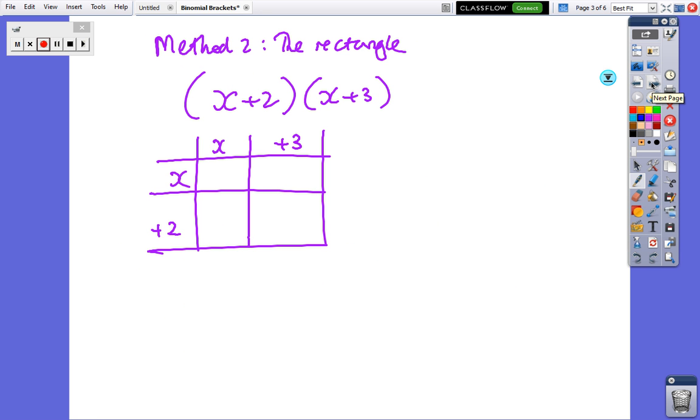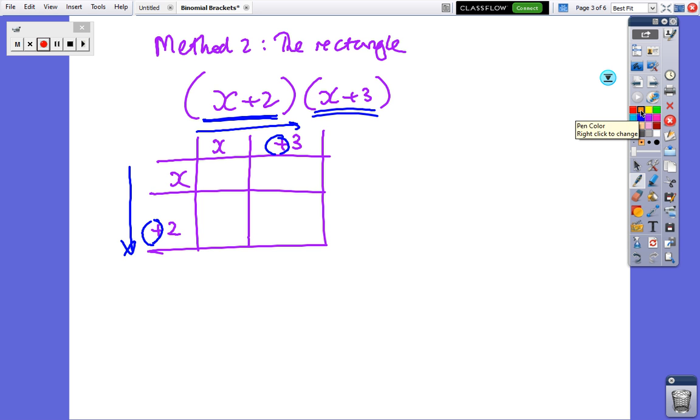So method 2 is called the rectangle method, and what we do is down the side we put down the 2 numbers, and then across the top we put down the other 2 numbers, and I include the signs because when you get to negative signs it makes a huge difference. And so when the 2 sides meet, like when x meets x, we're going to go into that box and we multiply it.